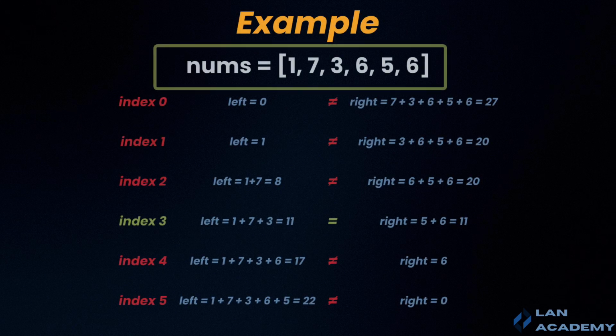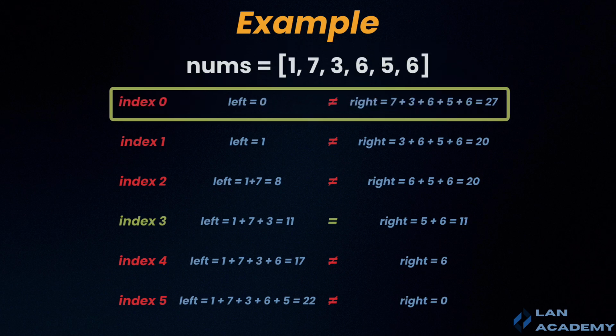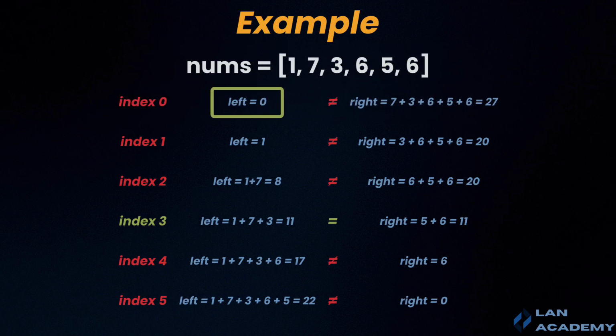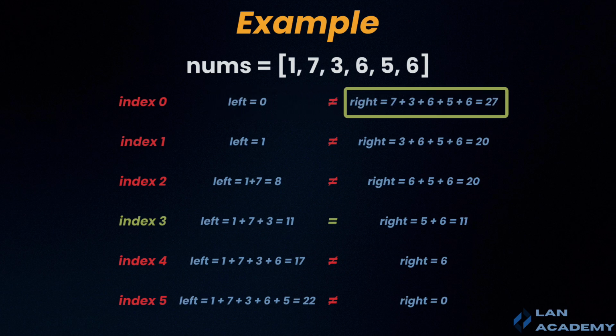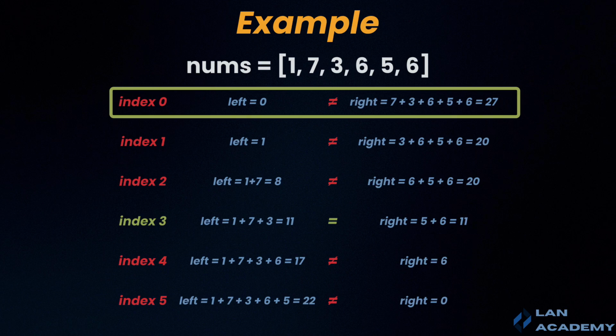To better understand this problem, let's take a look at an example. Imagine I have the array 1, 7, 3, 6, 5, 6. First, I need to identify the sums of the elements to the left and right of each index. For index 0, there are no elements to the left, so the left sum is 0. The right sum is the total of all elements to the right, which is 7 plus 3 plus 6 plus 5 plus 6, totaling 27. Since 0 doesn't equal 27, index 0 is not the pivot index.